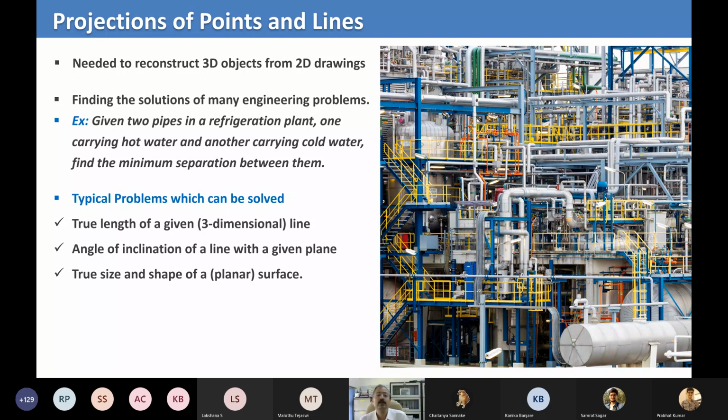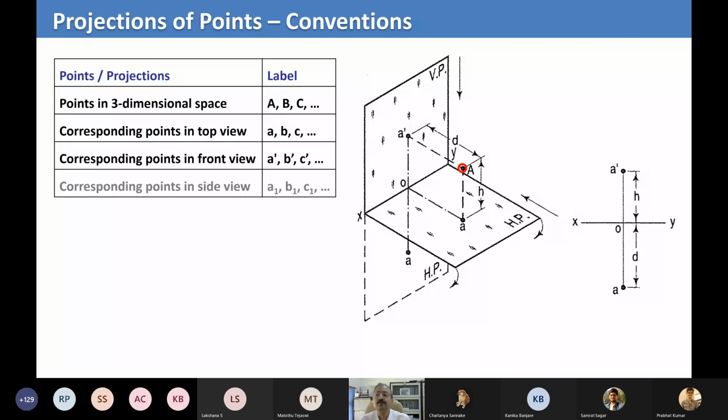Okay, so we'll talk about what the projections of a line in a 2D plane are, and when it's projected, its length changes. So what is its true length and how do you determine that and so on. Those we'll discuss in today's class. So let's also talk about some conventions before we go too much ahead into that.